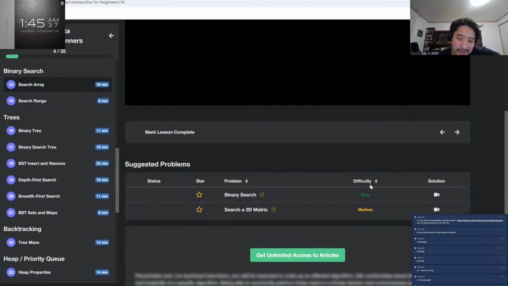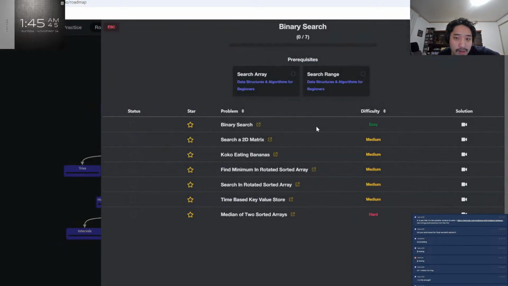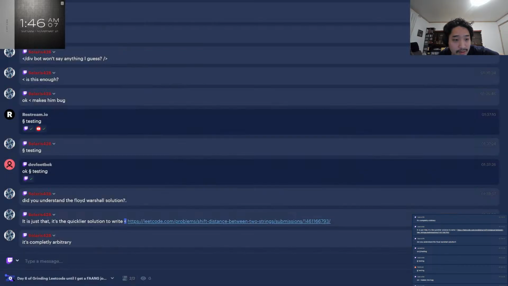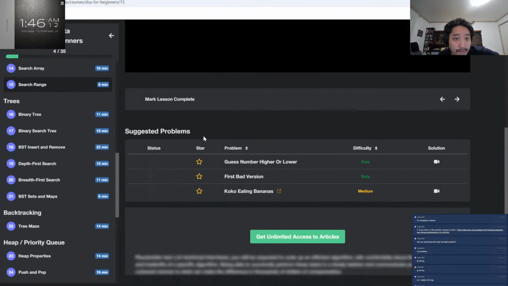I feel bad that binary search is only considered easy, but I understand it. Yeah, these are these two, and search range. Oh, this is a classic one. And Coco eats bananas. Solaris 428: It's completely arbitrary. What is completely arbitrary? But yeah, we have Coco eats bananas.